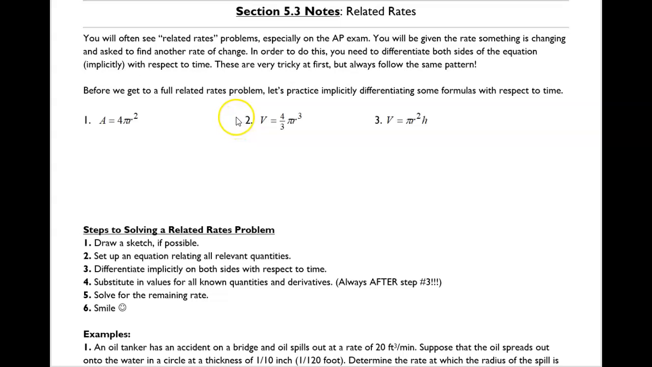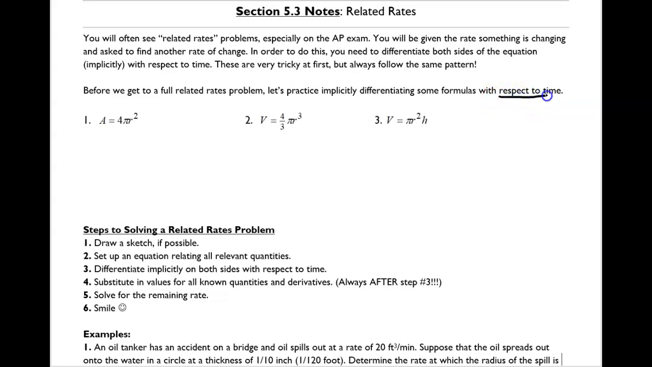So before we get to a full-on related rates problem, we're going to practice implicitly differentiating some formulas with respect to time. So here we have A equals 4 pi r squared. That is the surface area of a sphere. You're not required to know that formula. But what we want to do is take the derivative of all of these terms with respect to time.